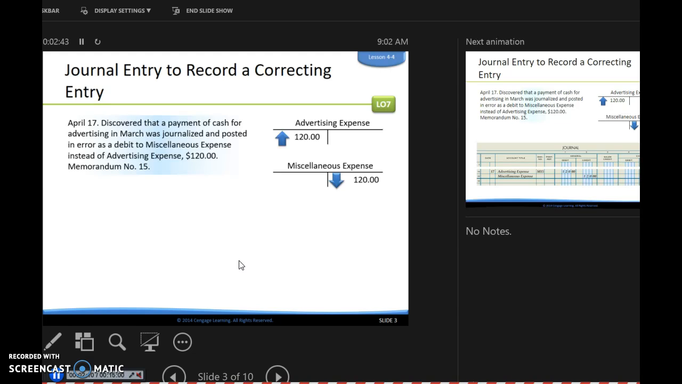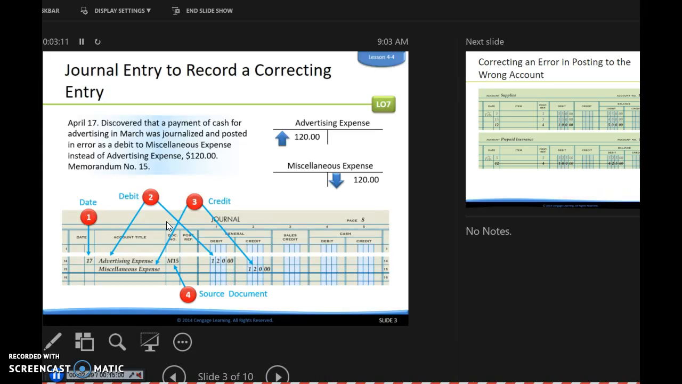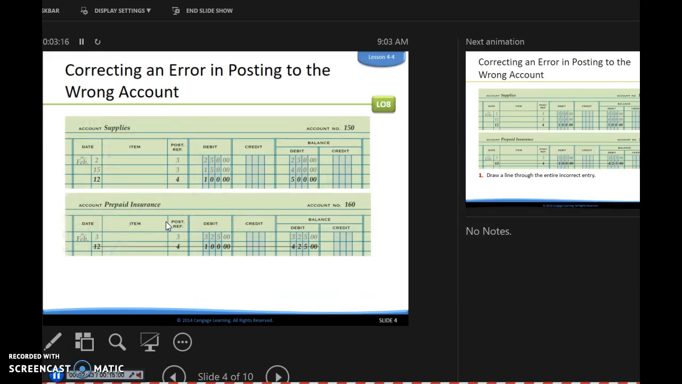Okay, so here we're going to increase advertising expense and decrease miscellaneous expense. In our journal, we're going to journalize this transaction as April 17th, and we're going to debit advertising expense, $120, general debit. The credit will be to miscellaneous expense, $120. And then our document number is M15. So that was the correction for that.